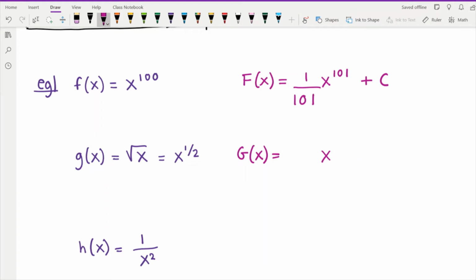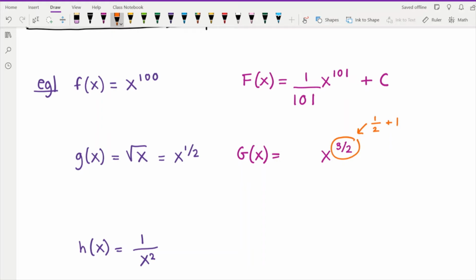So the new exponent is going to be 1 plus 1/2, right? And so what is 1 plus 1/2? That's going to be 3/2. I'll make a note of where that came from. So you're always just taking the original exponent and adding 1 to it. So 1/2 plus 1 would give us 3/2.